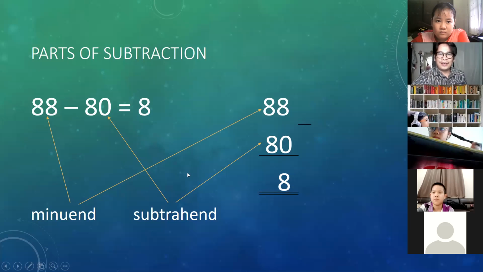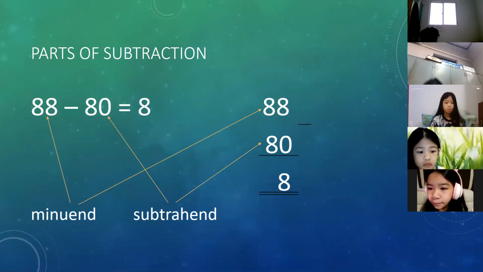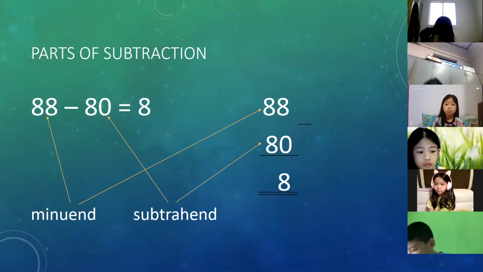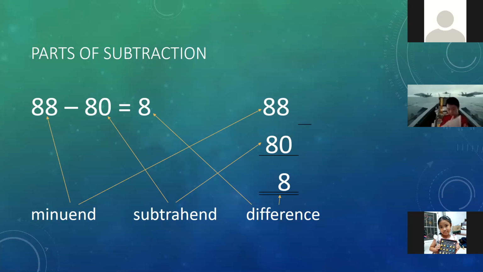But what do you call the answer? Sum. Sum is for addition. It starts with letter D. Okay, it's called difference. Everybody say difference. Difference. Okay, so the minuend in the equation is 88. The subtrahend is 80. And the answer is called difference.